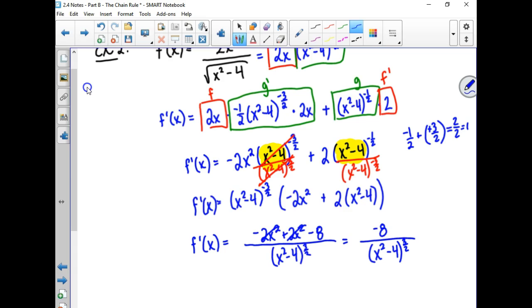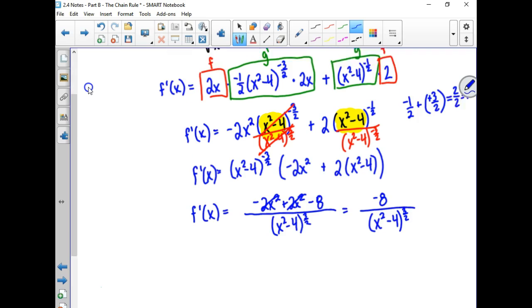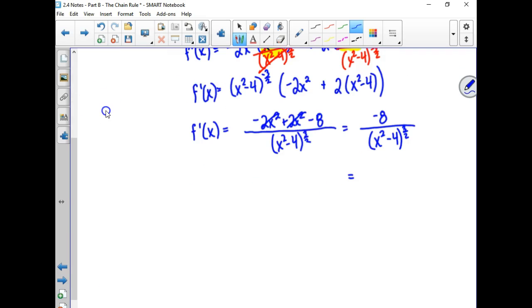Our textbook is very inconsistent on what they leave their answer choices as. On some problems, they leave it like this. On some problems, they change it back to a root. If you changed it back to a root, it would be the square root of x squared minus 4 to the third power. Yeah. So it just depends on what you see there.